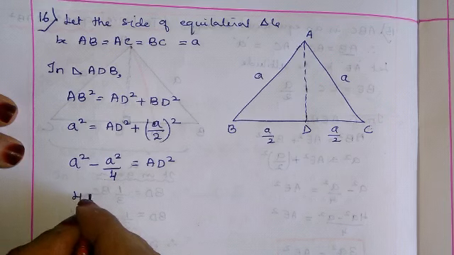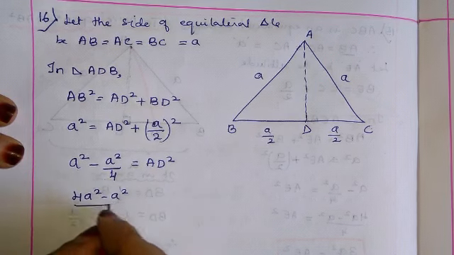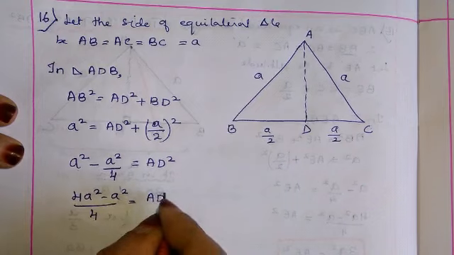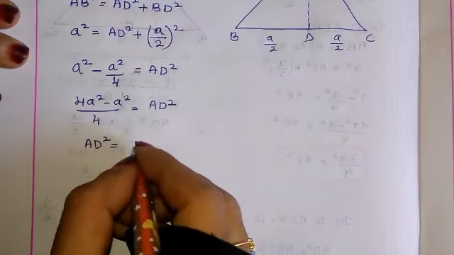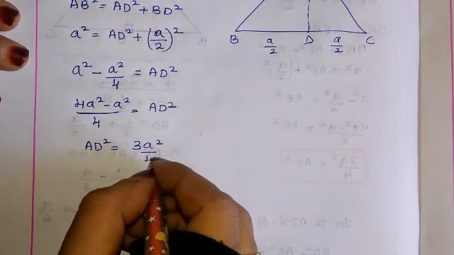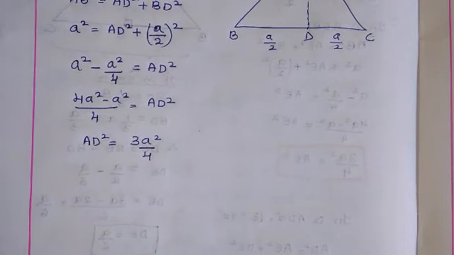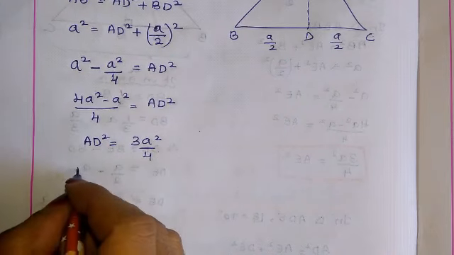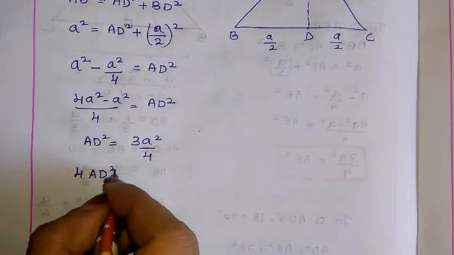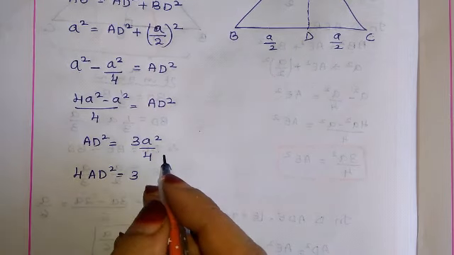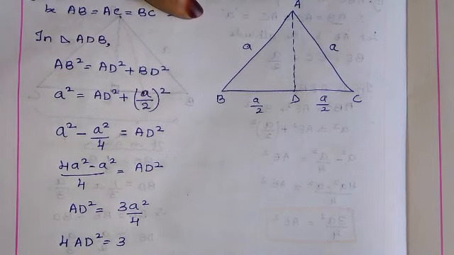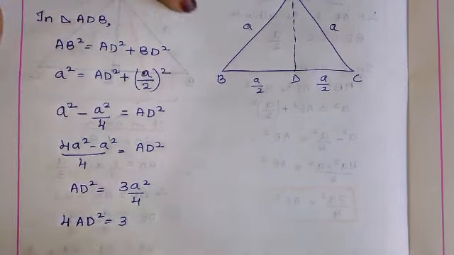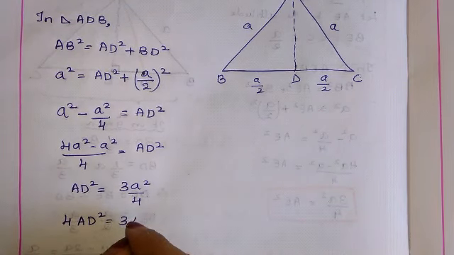Okay, 4 into A, 4A square minus A square by 4 is equal to AD square. Now, AD square is equal to 3A square by 4. Okay, now I'll write 4 into AD square. 4AD square is equal to 3A square. Any side I can take, because I have taken here AB, AC, BC as A. So any side, any alphabet, I'll take. In place of A, I'll take AB square.